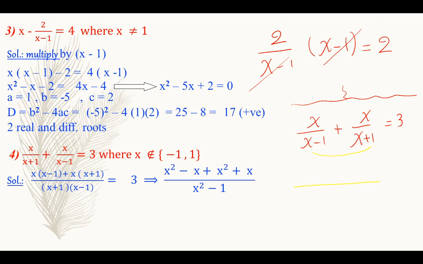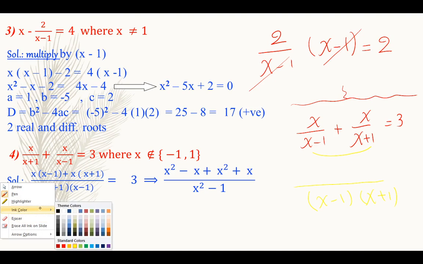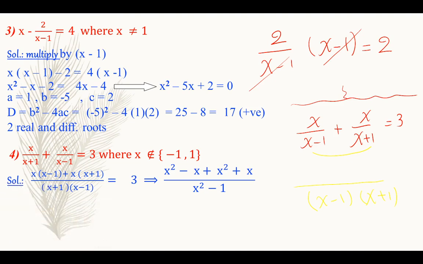So here we will write x minus 1 multiplied by x plus 1. The color is not clear, so let's try another one. Here we are going to multiply the denominators together, x minus 1 multiplied by x plus 1. We will write it in the denominator.